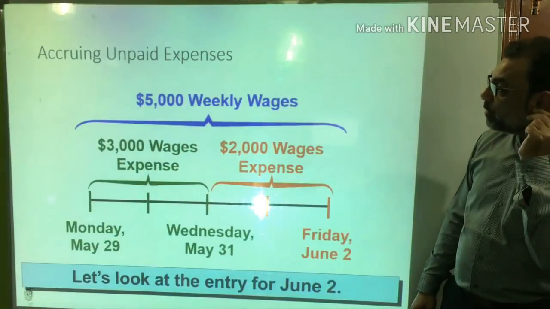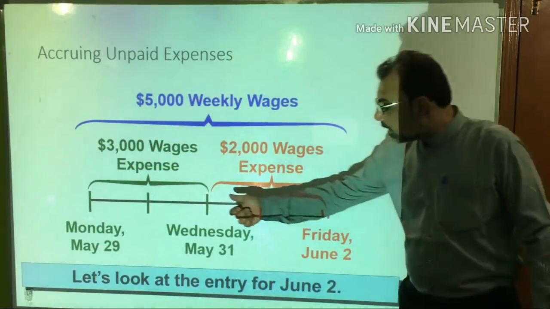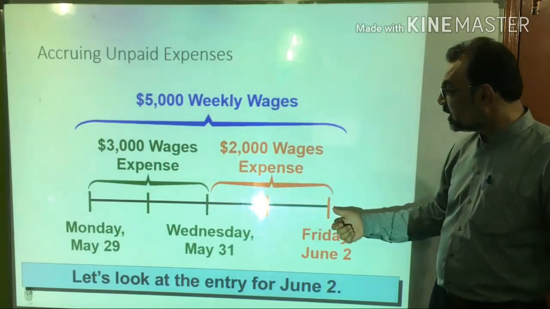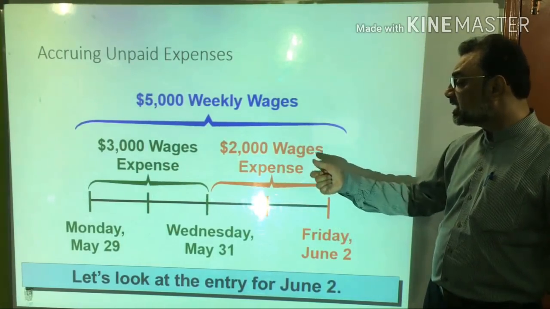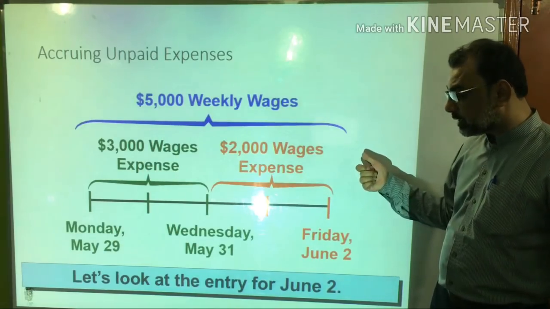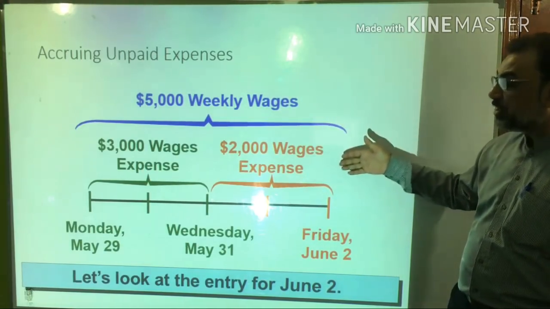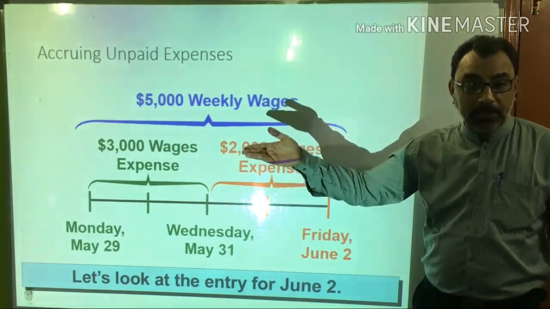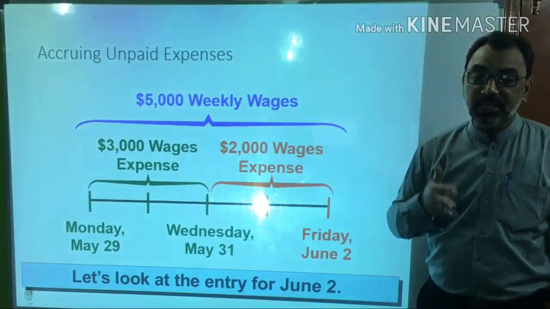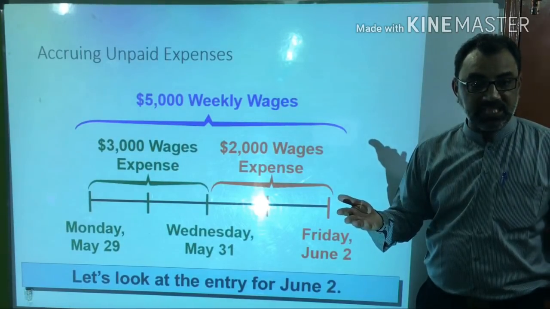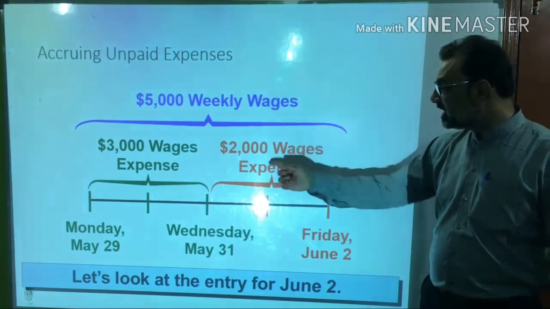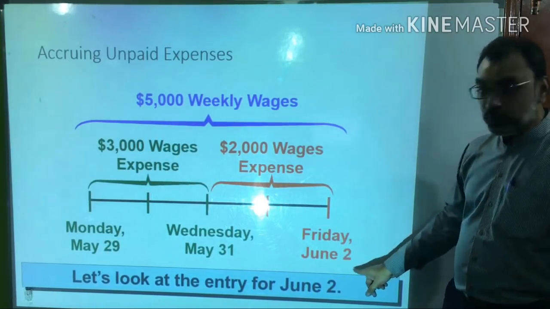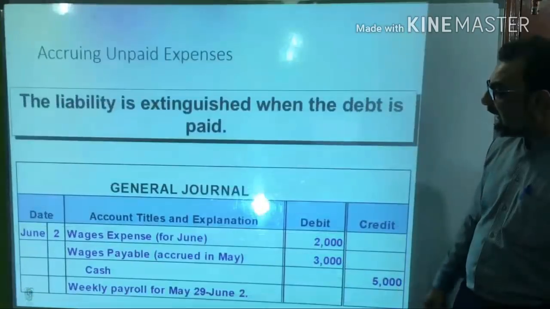Now we are adding one more thing, that is, from 31st to 2nd June, that is on 1st June and 2nd June. Further, the wages expense incurred is worth 2,000. So let's look at the entry for June 2. That is, 3,000 was the expense of the prior period, and you have made an adjusting entry for that, that is wages expense debit and wages payable credit, and this is the current expense that is incurred, and the payday is Friday, June 2. So how will you pass the entry?